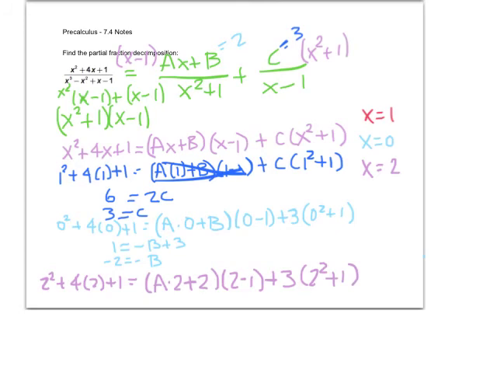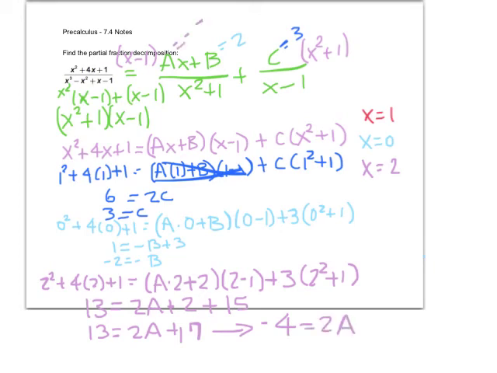And on the left, you're going to have 4 plus 8, which is 12, plus 1, which is 13. And then you're going to have 2a plus 2 times 1 plus 3 times 5, 15. And so 13 equals 2a plus 17. And when I move that 17 over, I get negative 4 is equal to 2a. So my a equals negative 2.